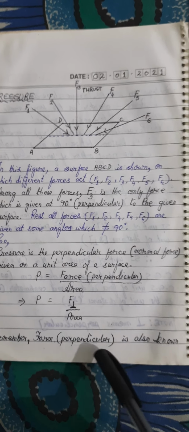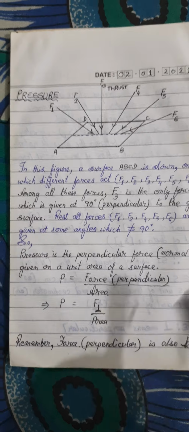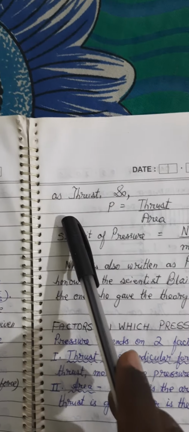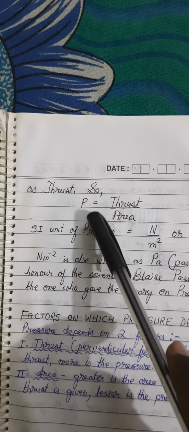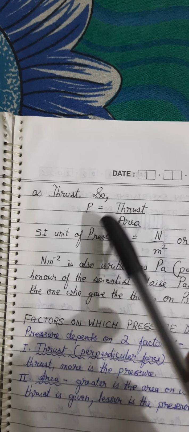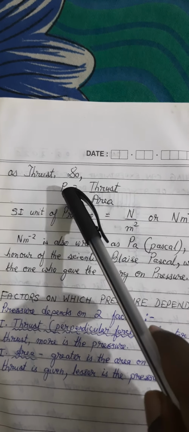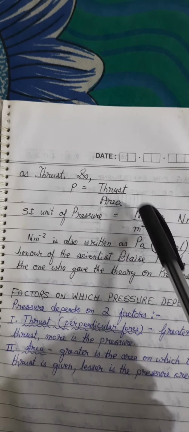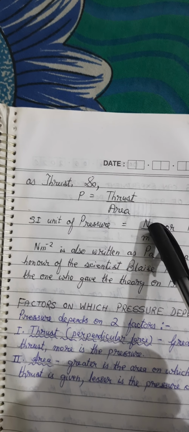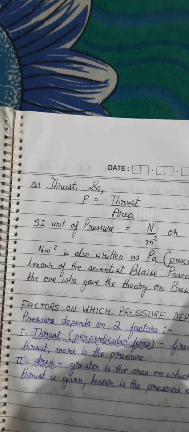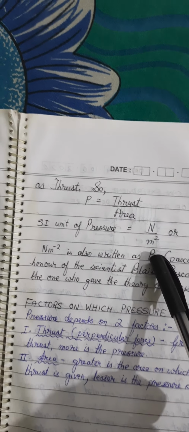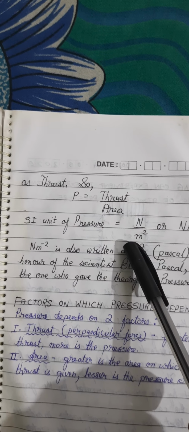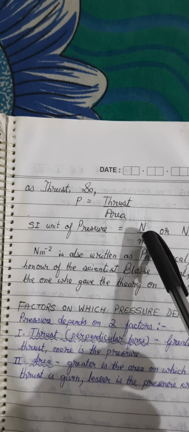Remember, force perpendicular is also known as thrust. So we write it this way also: pressure, that is P, equals thrust by area. And what is the SI unit of pressure? Let us see. It comes from the formula itself. Now thrust is a force, and the SI unit of force is Newton. The unit of area is meter square. So the SI unit of pressure stands this way.